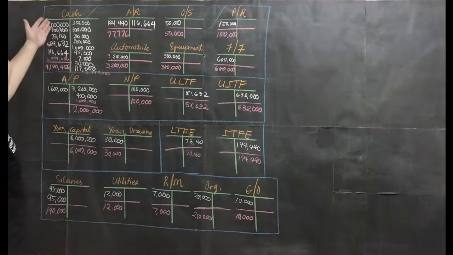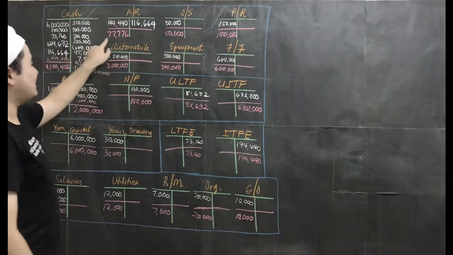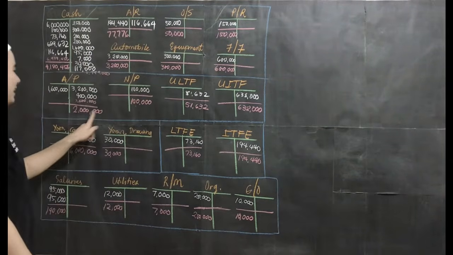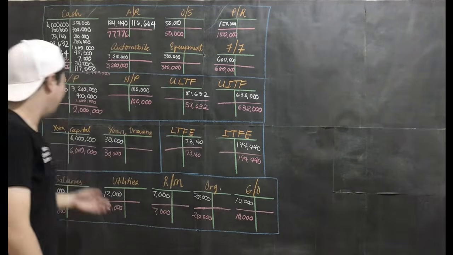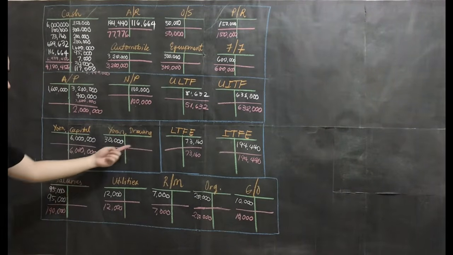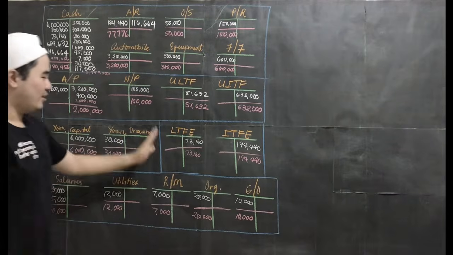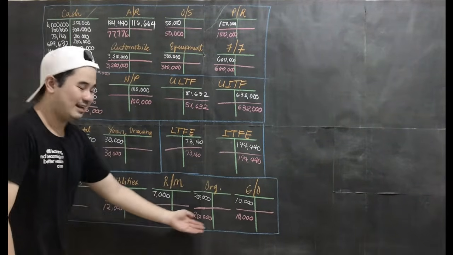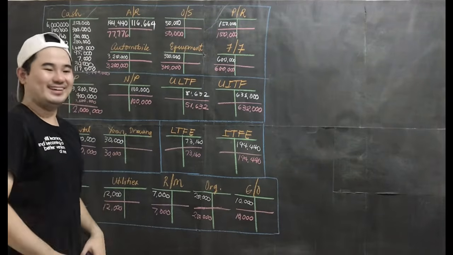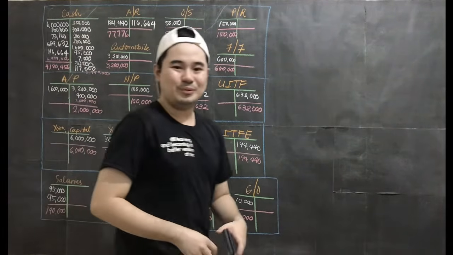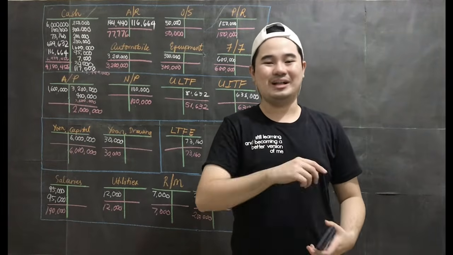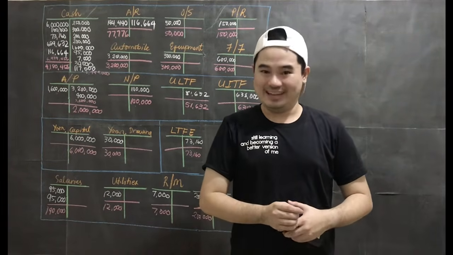Let's recap. Assets should all be in the debit. Liabilities, all in the credit. Capital, in the credit. Drawing, debit. Revenue, credit. Expenses, in the debit. Okay? So, we're done with the posting process. Next video, we will prepare a trial balance. Thank you and have a great day.